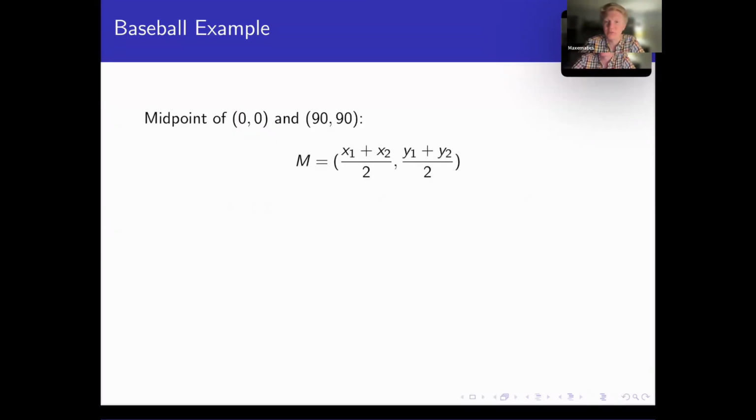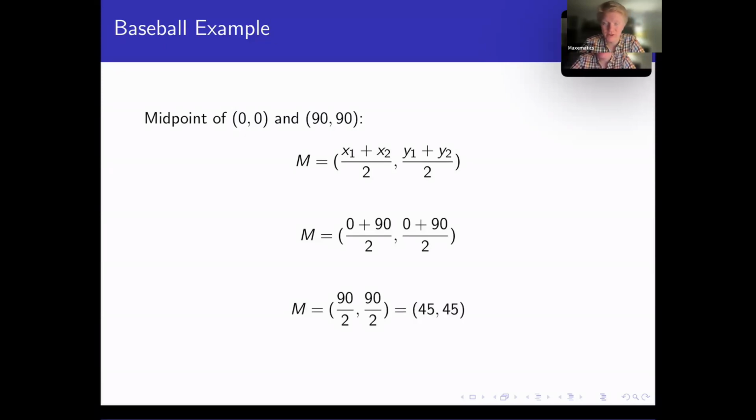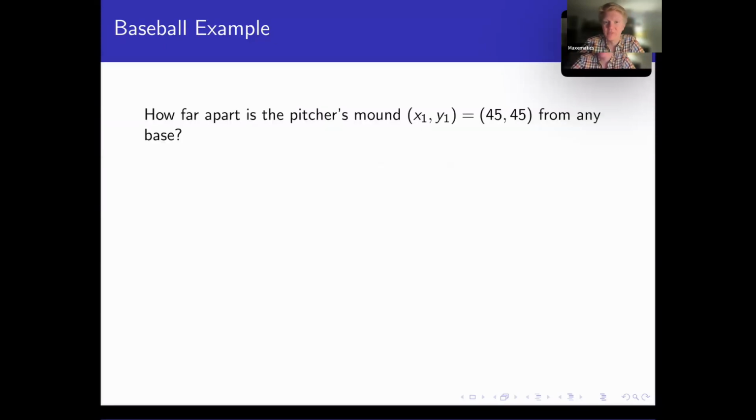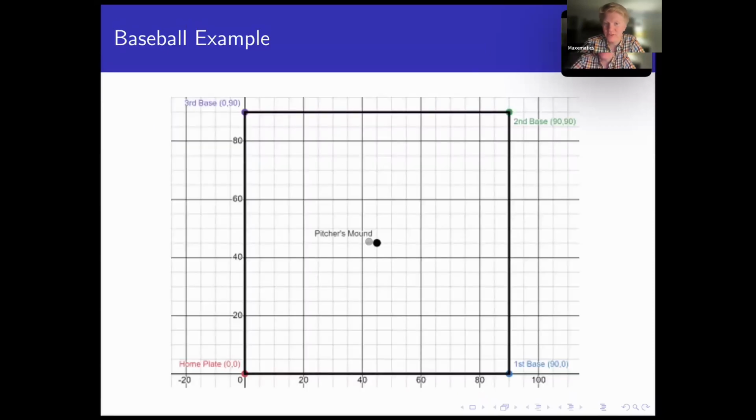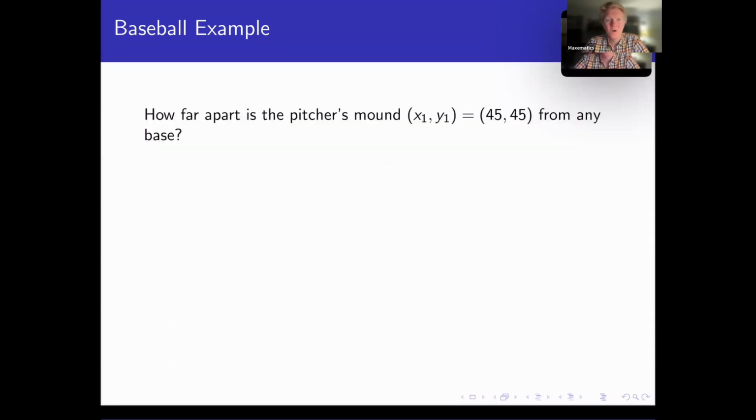Well, midpoint, we're going to add the x coordinates, add the y coordinates, and we're just going to get 45, 45. So then, how far apart is the pitcher's mound from any other base? Okay, well, so like I said, it's not actually in the middle of the diamond, but we're just saying it is for this example. But now let's find the distance from the pitcher's mound to third base. We haven't used third base at all in this section, so let's use it here. Okay, let's check from third base, which is 0, 90.